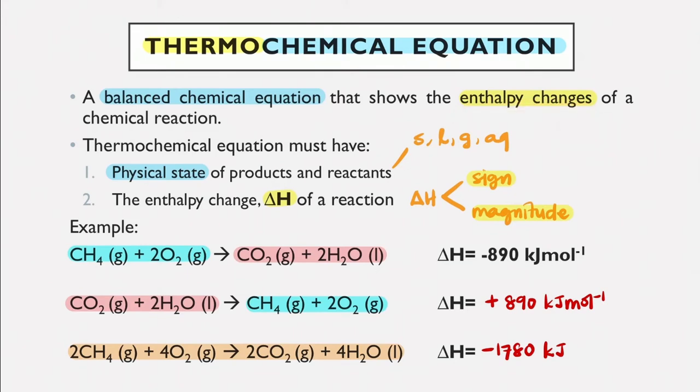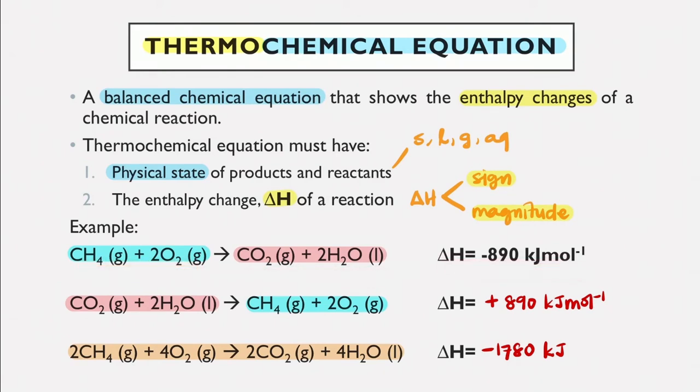So your thermochemical equation has to have two important things, which are your phases for your products and reactants, and also delta H, where you have to look at your sign and magnitude, make sure that it's correct. Okay, so how do we write a thermochemical equation? How does it look like? It will look like this, where you have your reactants and then products and also your enthalpy change.